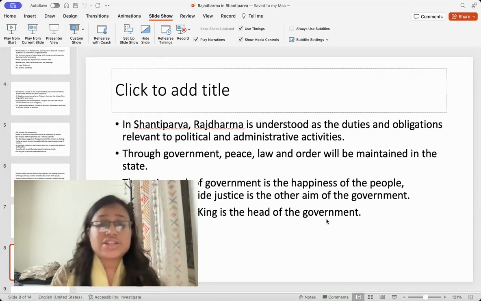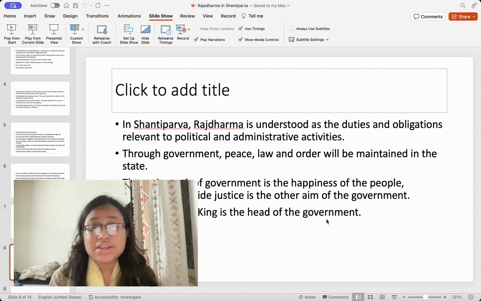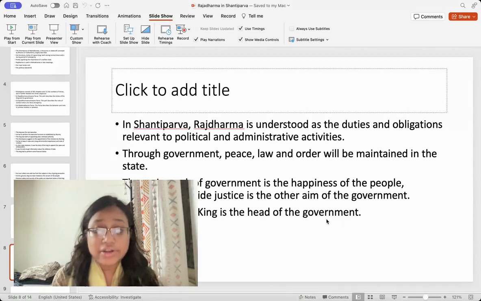Therefore, in Shanti Parva, Rajadharma is understood as duties and obligations that are relevant to the political and administrative activities of the state, and through the governance by the king, peace, law, and order will be maintained in the state.